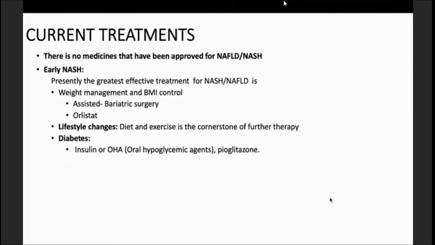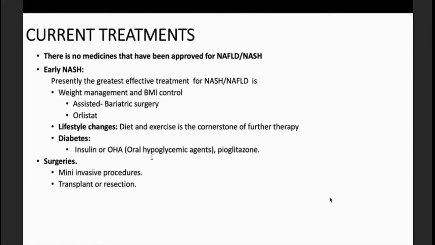Lifestyle change is a very significant thing. We need to emphasize the whole factor because this is the primary thing, where significant weight loss in the body could contribute to a much higher decrease in the NASH and HCC progression. Diet and exercise obviously is a cornerstone for further therapy. Diabetes, insulin or hypoglycemic agents, primarily like pioglitazone, which is being seen over here.